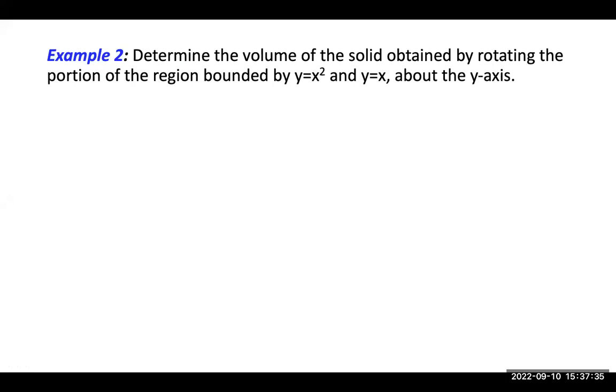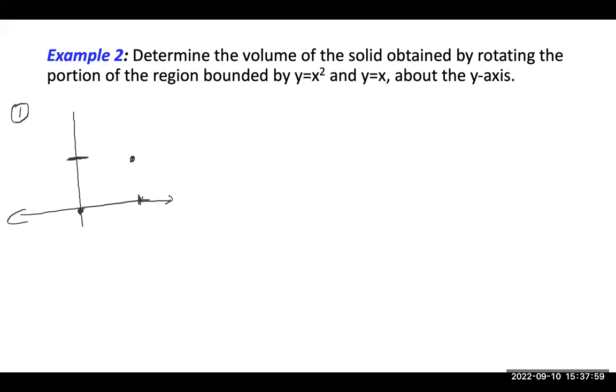For this last problem, let's try taking the same region and now rotate it around the y-axis. I'm going to start by the same exact thing. Remember, we have 3 steps here. Step number 1, we need to draw our function. Since we already have it drawn before, I'm just going to copy it. We know these guys met at 1 and 0.